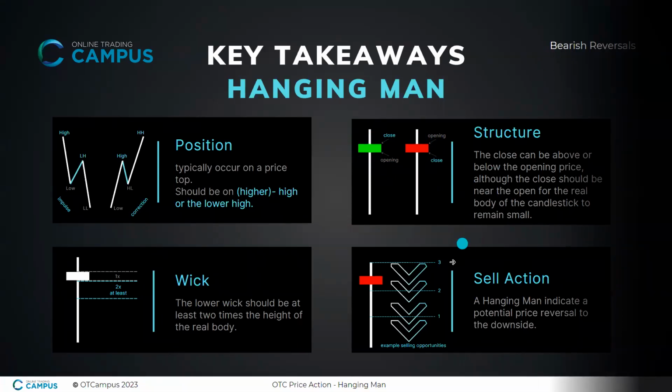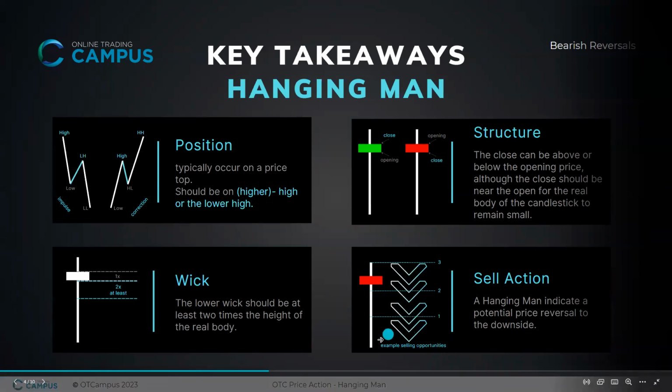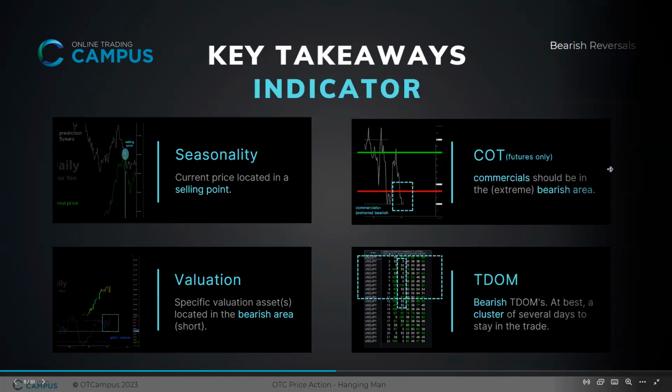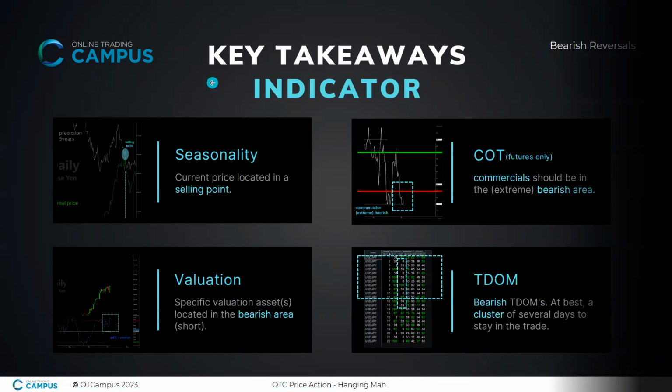It is a bearish reversal and you want to sell the hanging man. We'll talk about the selling opportunities in a second. Let's go to the indicators, and very clear, we'll use this then also for the practical application. Only very quick. Seasonality, guys, it is a bearish reversal.